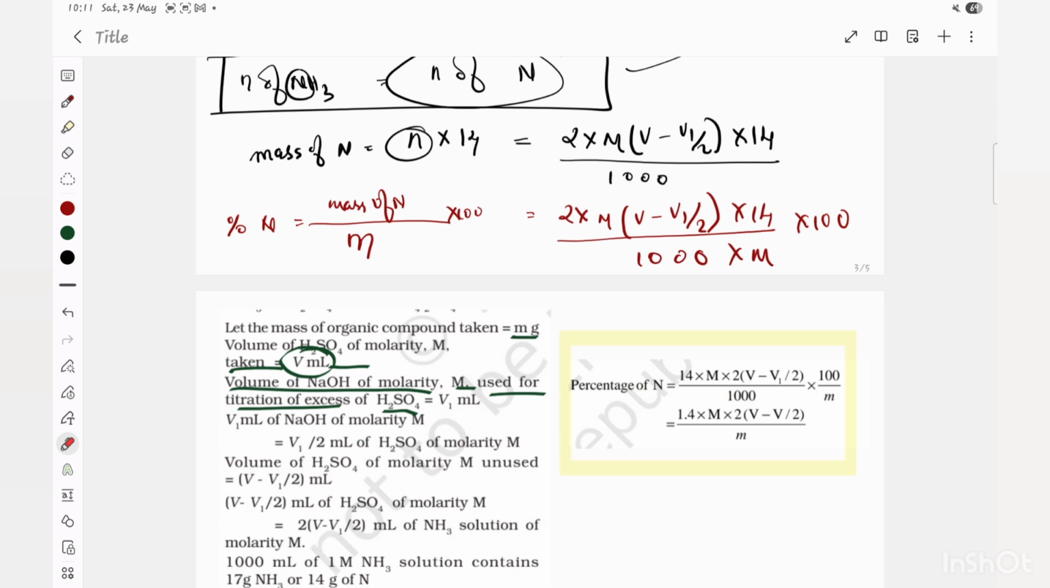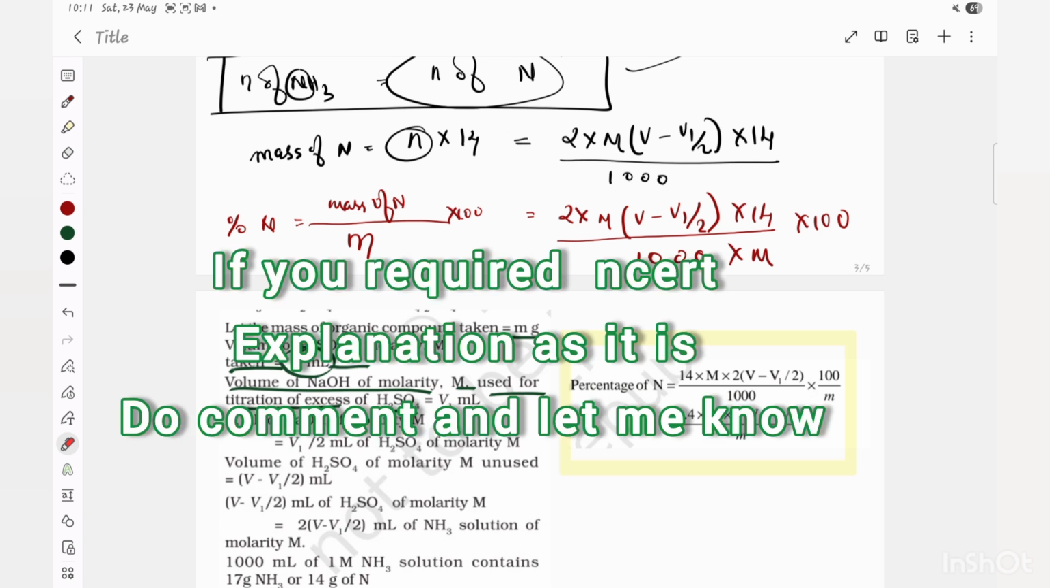I hope everyone understood this. This is very easy to do if you didn't mug it up. If you mug it up and they twist the equations, say instead of molarity something else is given, or instead of V minus V1 by 2 some other volume is given, then there will be a problem if you didn't understand the concept. Okay, so try to do it this way, it will be easy.